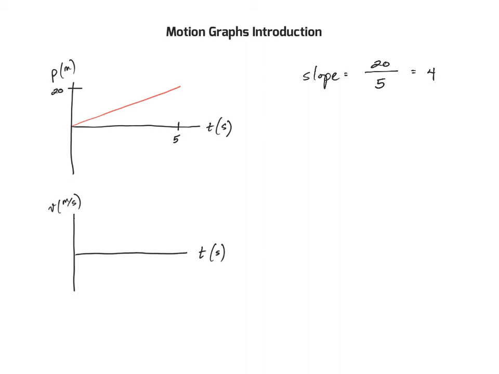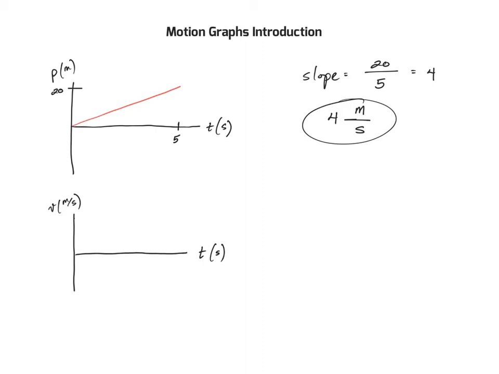Now, I made a big point during that POGL to ask you what the units of the slope are. My rise units there are meters, my run units are seconds, so my slope is 4 meters per second. The big key here in this POGL is recognizing that, wow, look at meters per second. I have a distance unit over a time unit. That means my slope is telling me how fast I'm going. It's telling me my velocity.